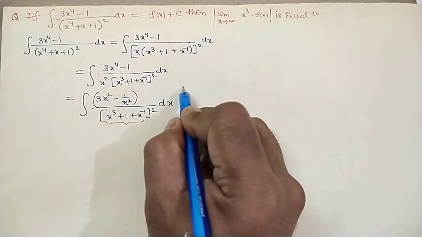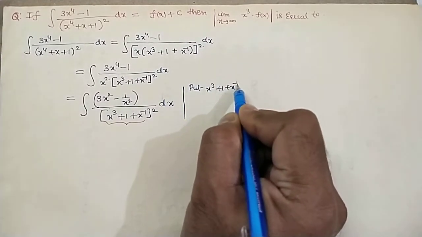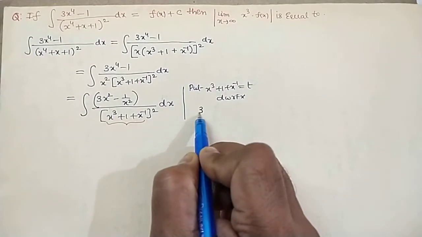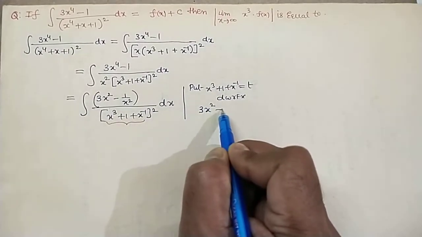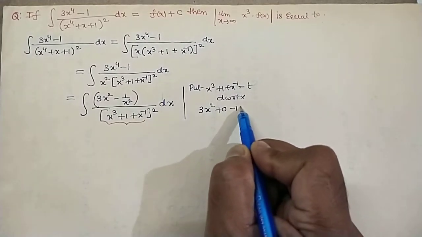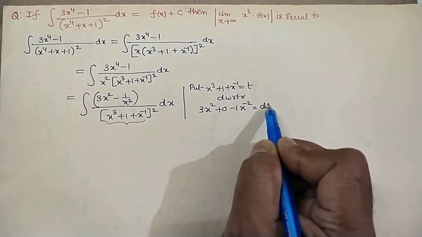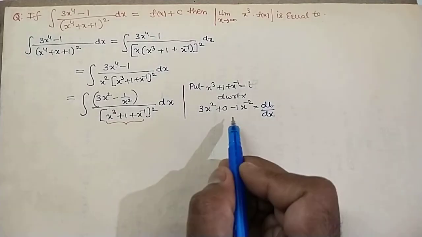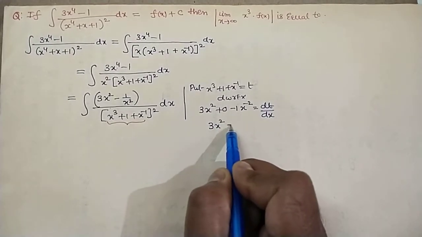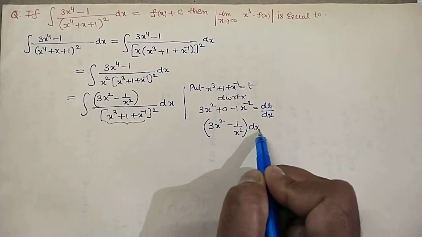So now put x cube plus 1 plus x power minus 1 is equal to t. Differentiate with respect to x. So 3x square, constant derivative 0. x power minus 1 derivative is minus 1, x power minus 1 minus 1, that means minus 2, is equal to dt by dx. Now what I am doing is minus 1 into x power minus 2 is minus 1 by x square. So (3x square minus 1 by x square), and dx also we are taking this side, is equal to dt.